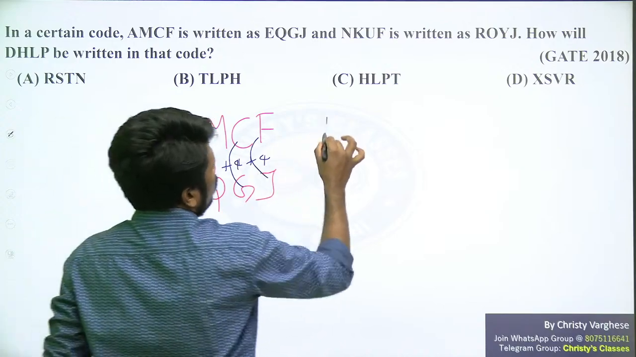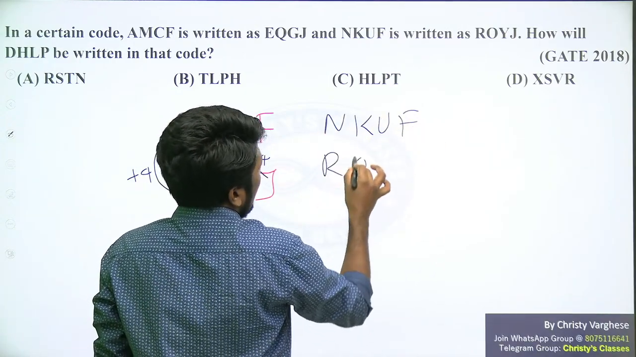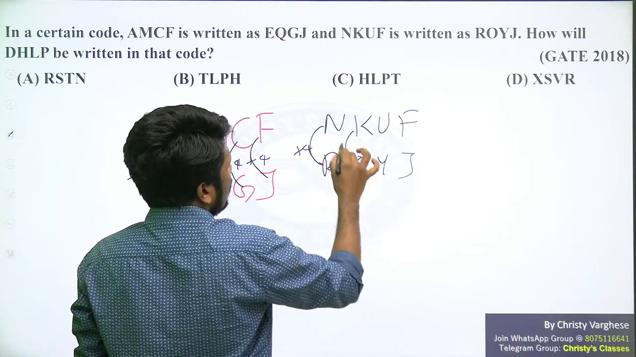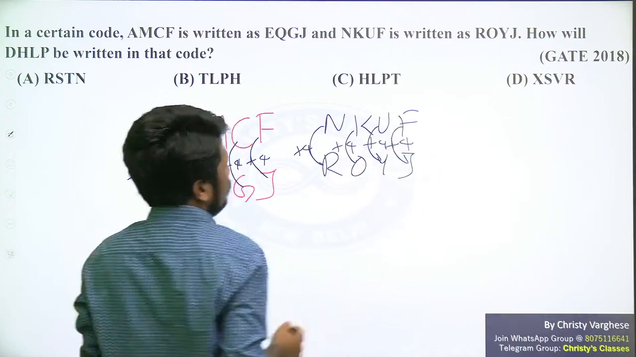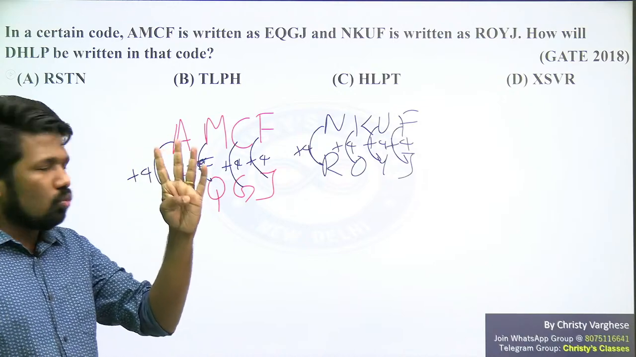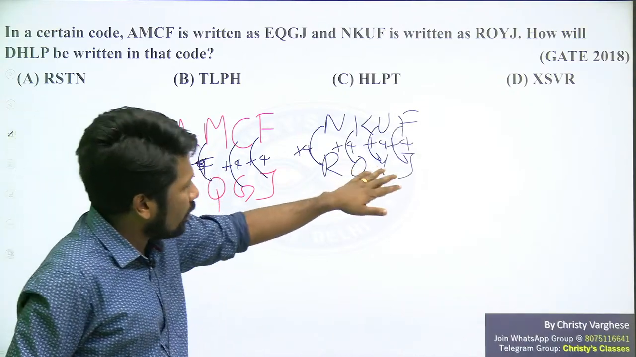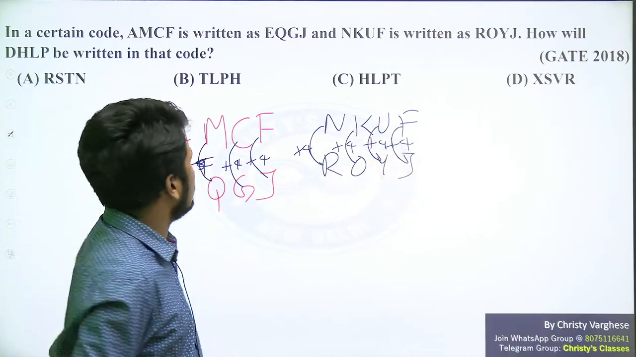In the same way, NKUF also you can check if you want to make a confirmation. ROYJ. N four letters forward will be R. K four letters forward. U four letters forward. F four letters forward. Check it out. N, O, P, Q, R. K, L, M, N, O. U, V, W, X, Y. F, G, H, I, J. So that is also satisfying.